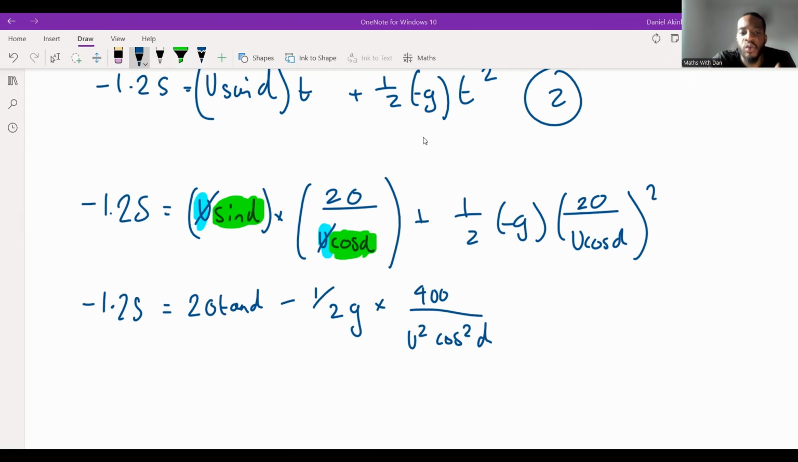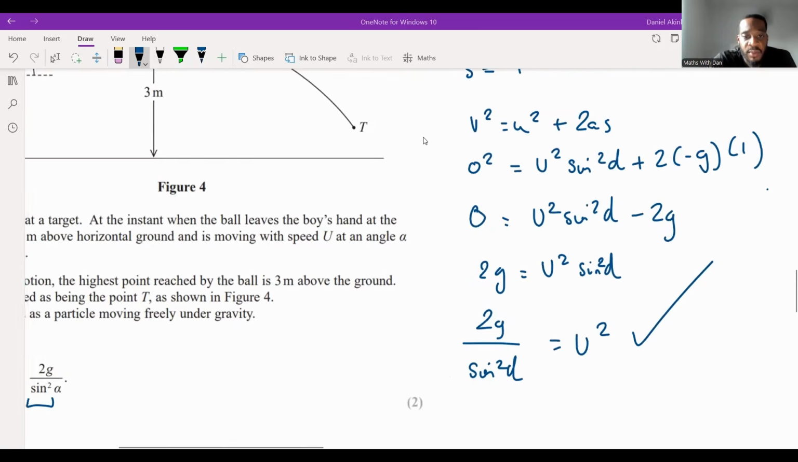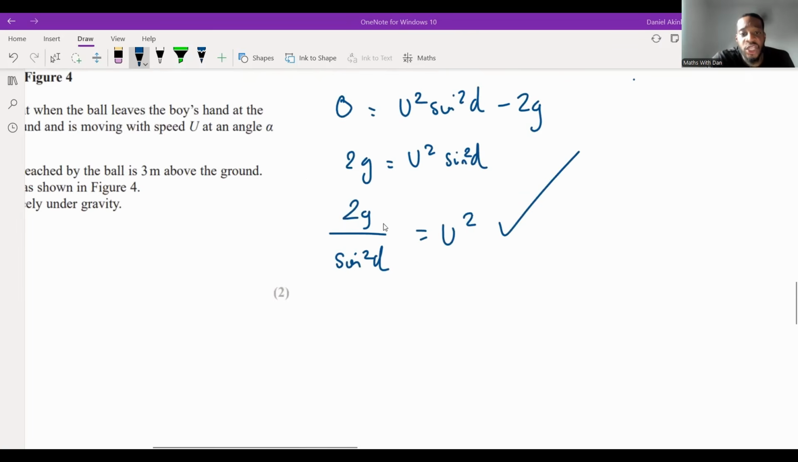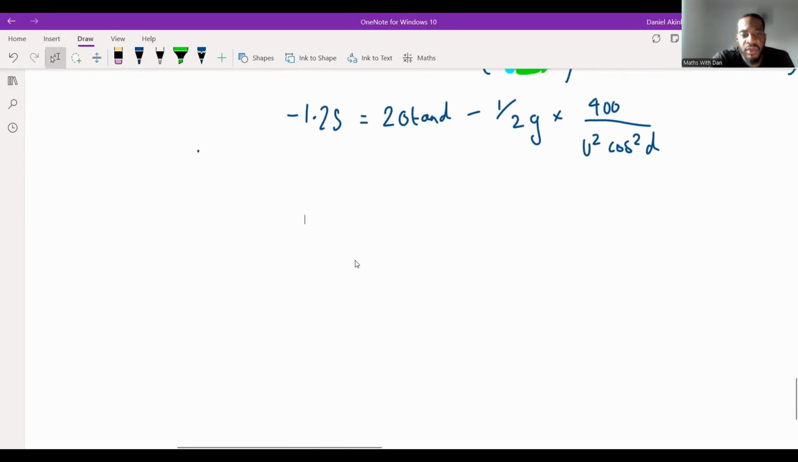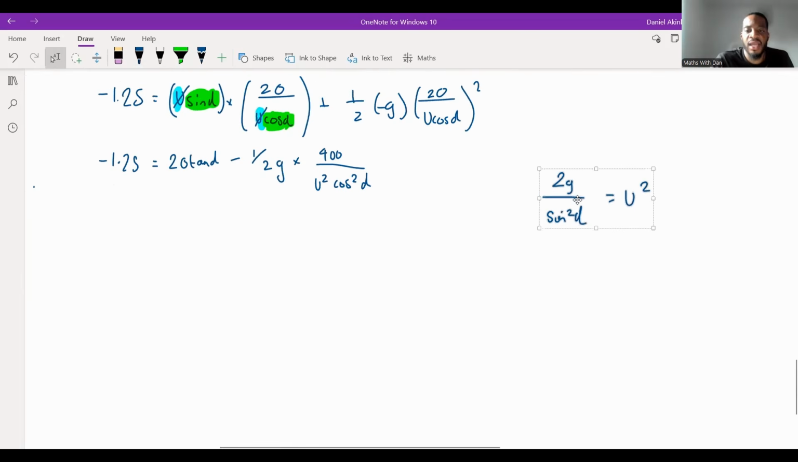But remember with these questions, they're all sequential, right? We actually figured out what u squared was in part A. Remember, it said show that u squared is 2g sine squared alpha. So I can actually use this here and plug it into my expression. Let me just work with that expression, tidy it up and then put it back in later.